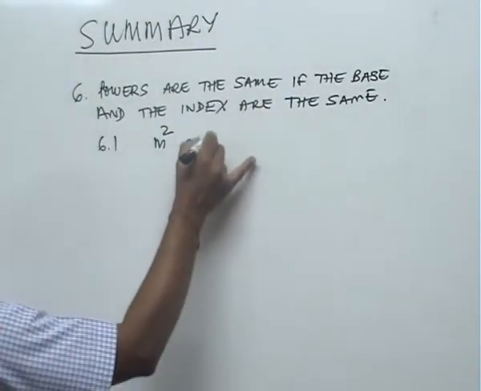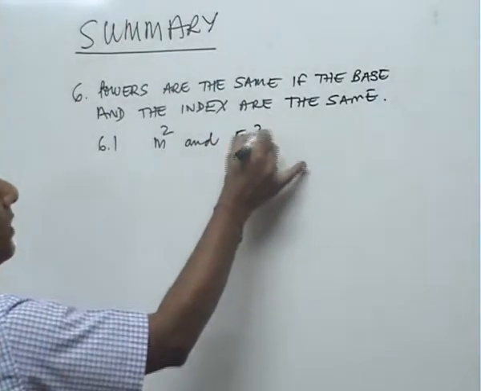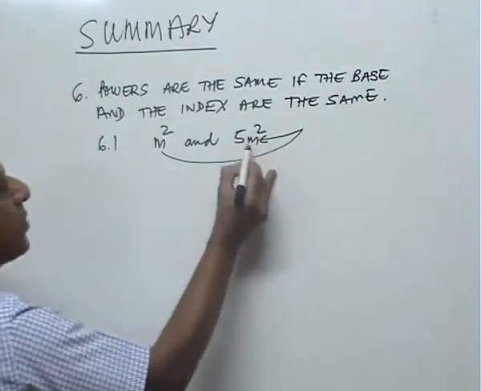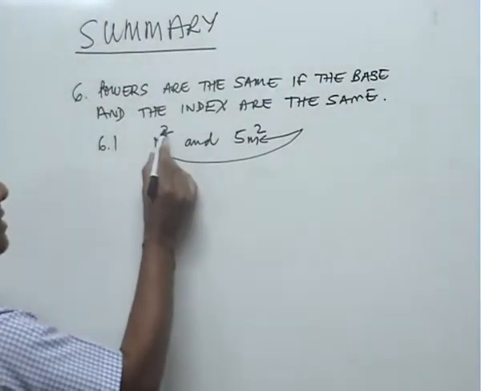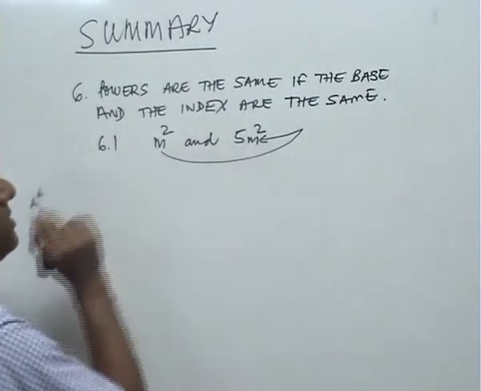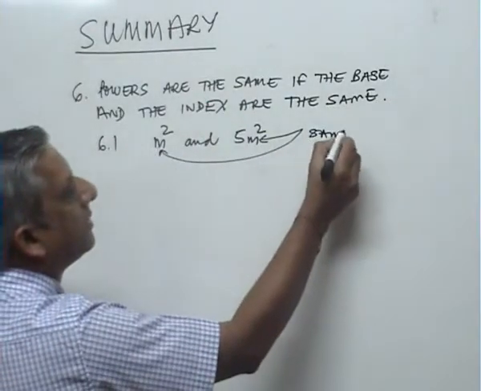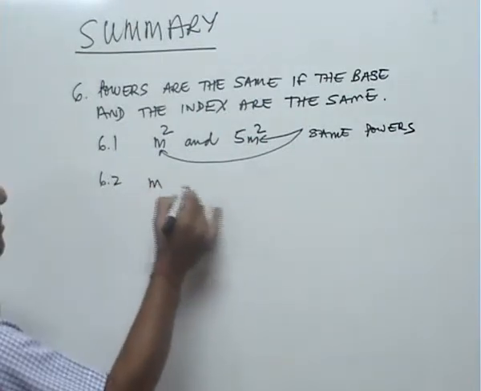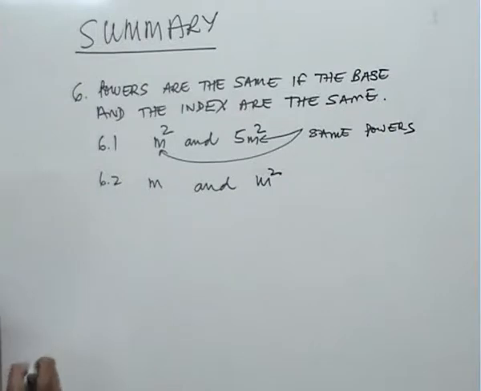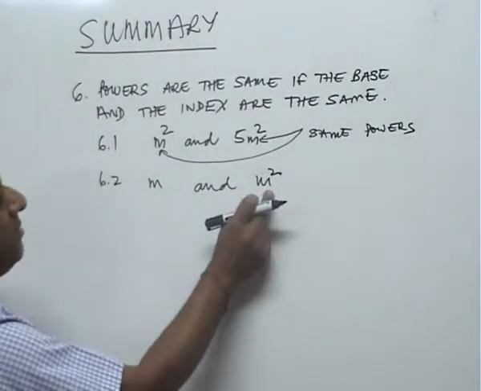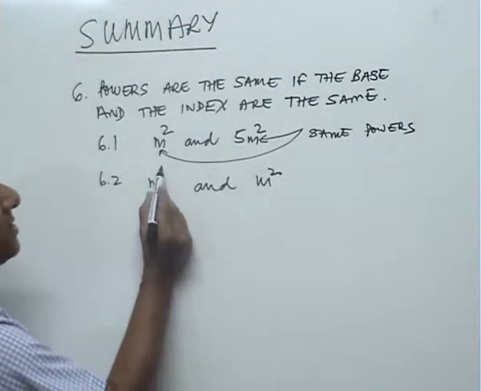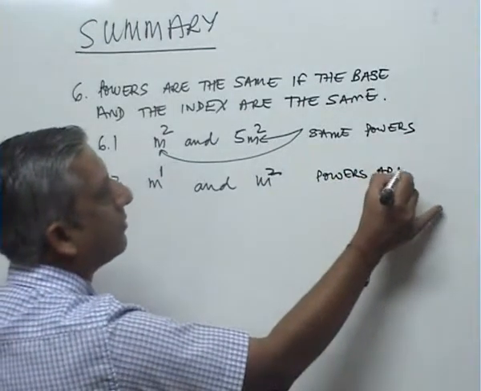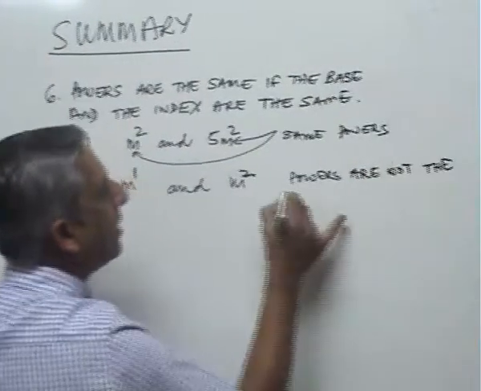6.1, m squared and 5 m squared. We are interested in looking at the powers here. The power here is m squared. The bases are the same, m and m. The index here and the index there is the same. So these are same powers. Then we look at another example. m and m squared. In this example, the bases are the same, but the indices are different. The index here is 1, the index here is 2. So these powers are not the same.